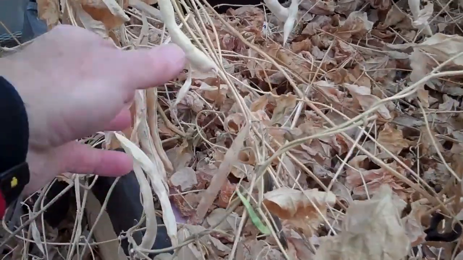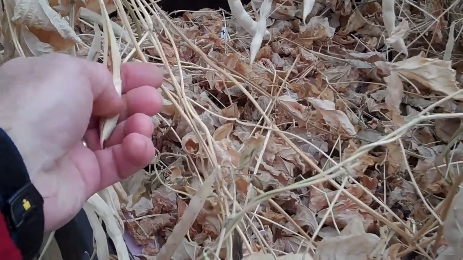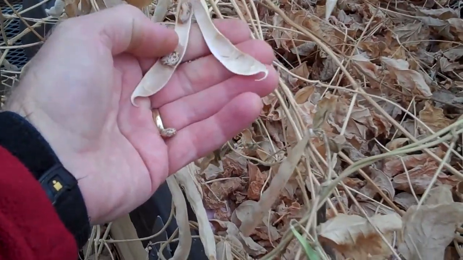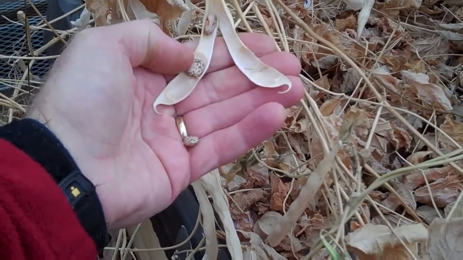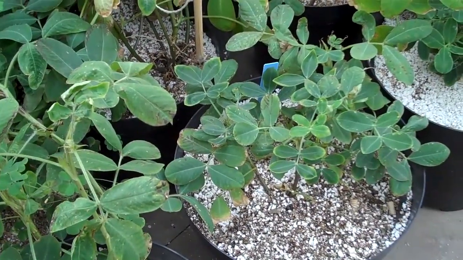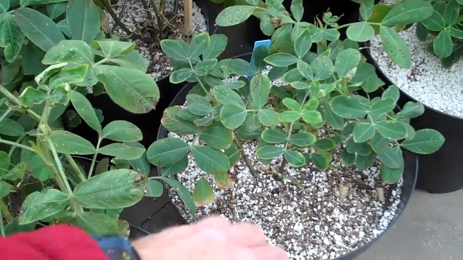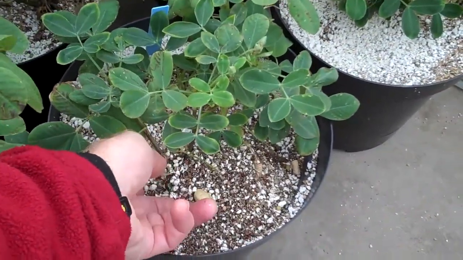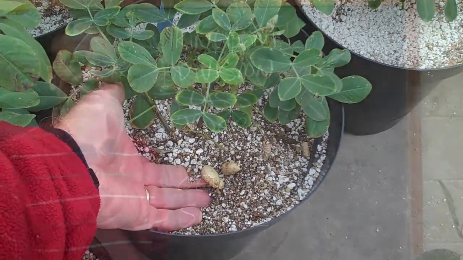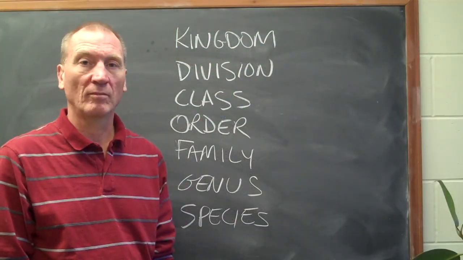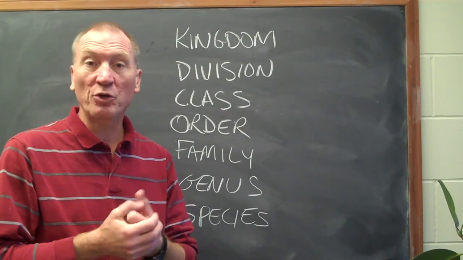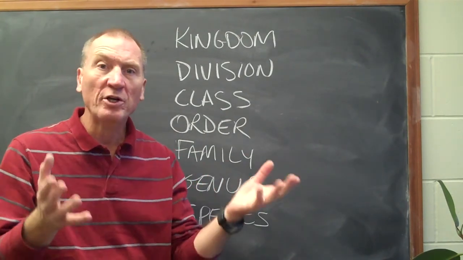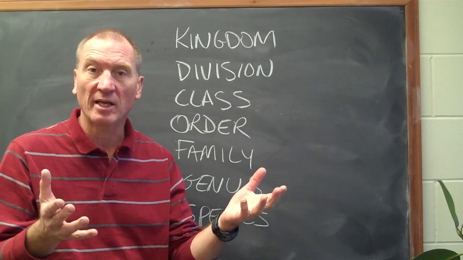And my favorite legume. That's a pinto bean. And another of my favorite legumes, peanut. Okay, so now you've seen two of my favorite legumes, peanut and dry bean. Where do they separate in the taxonomic scale?